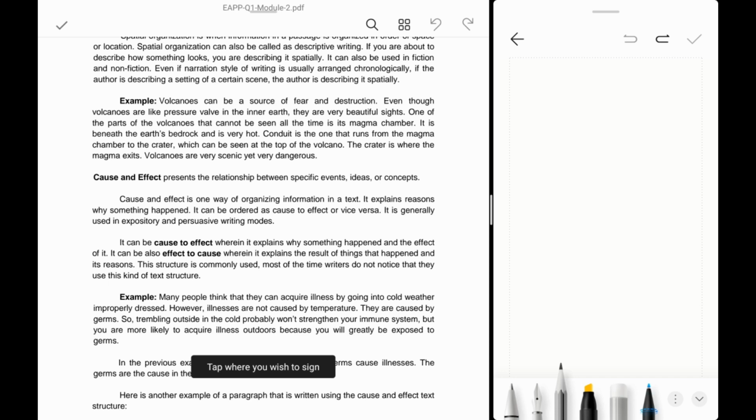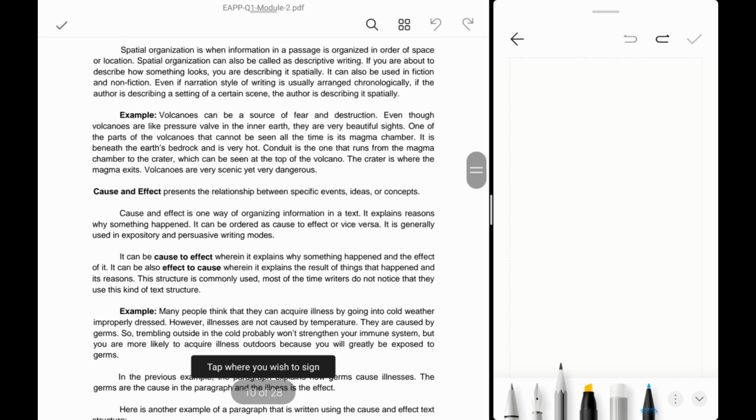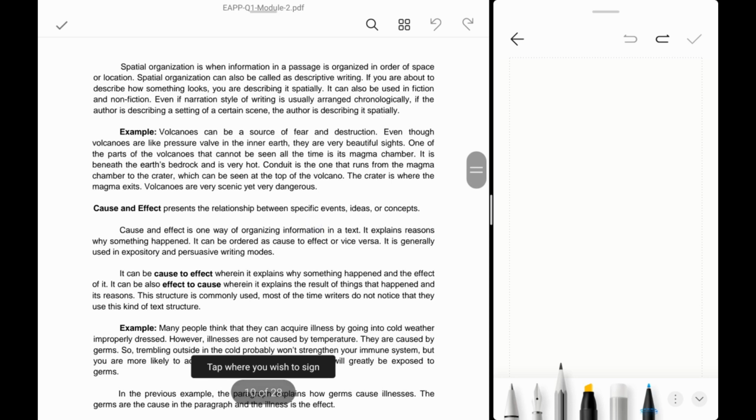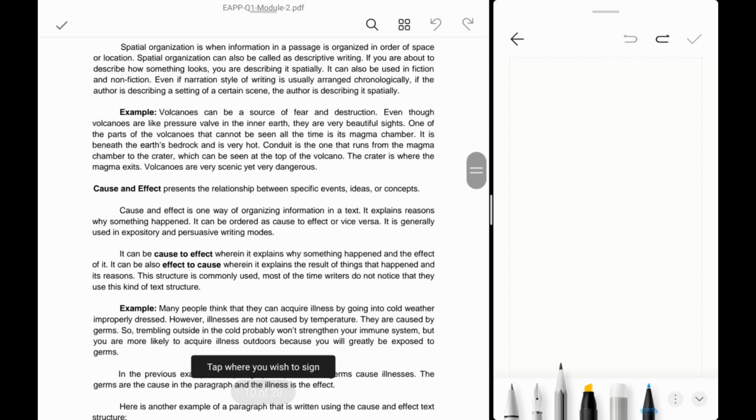Okay, let's read it together. Volcanoes can be a source of fear and destruction. Even though volcanoes are like pressure valves in the inner earth, they are very beautiful sights. One of the parts of the volcanoes that cannot be seen all the time is its magma chamber. It is beneath the earth's bedrock and is very hot. Conduit is the one that runs from the magma chamber to the crater, which can be seen at the top of the volcano. The crater is where the magma exits. Volcanoes are very scenic yet very dangerous.